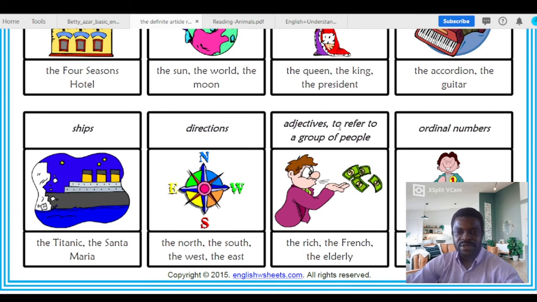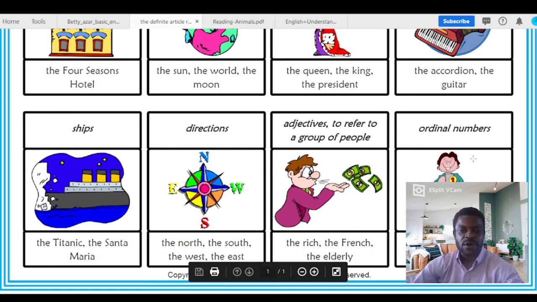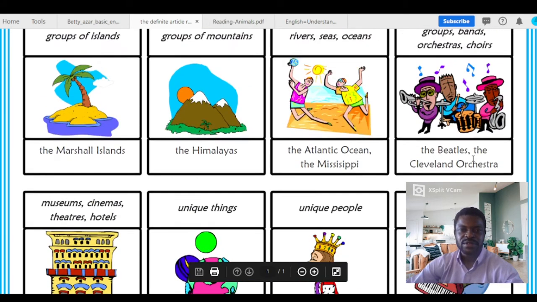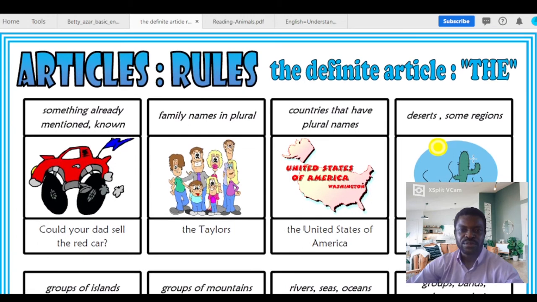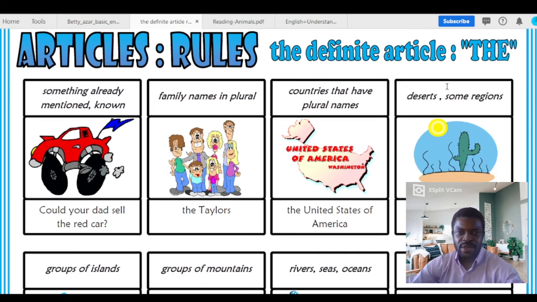Here, we use it with adjectives to refer to a group of people. Say the rich. The rich also cry, not only the poor. The French, the elderly, the young. We also use it with ordinal numbers: the first, the second, the third, the fourth. Okay? I think with this, it's going to be clearer for you to understand the definite article. Okay, with this said, let's move on real quick.